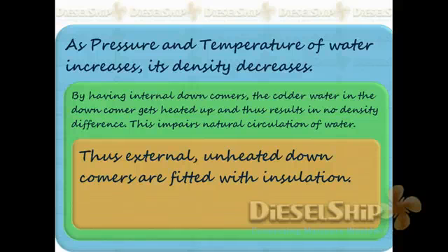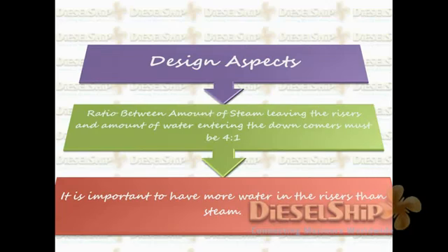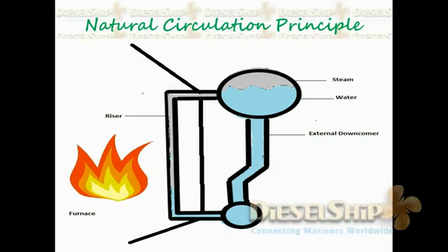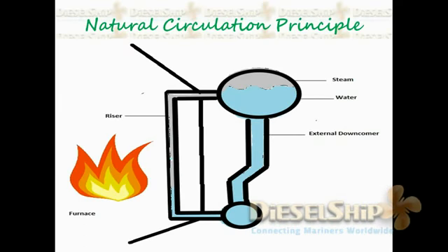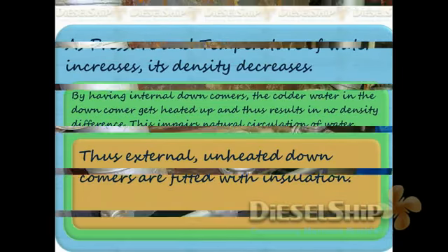So we have an external downcomer. Let's now see what happens in an external downcomer. In the external downcomer, the relatively cold water, which has a higher density than what is inside the generating tubes, comes down. The density difference between the cold water and hot water over here is huge, so this naturally gets circulated. That's why it's preferred to have an external downcomer.